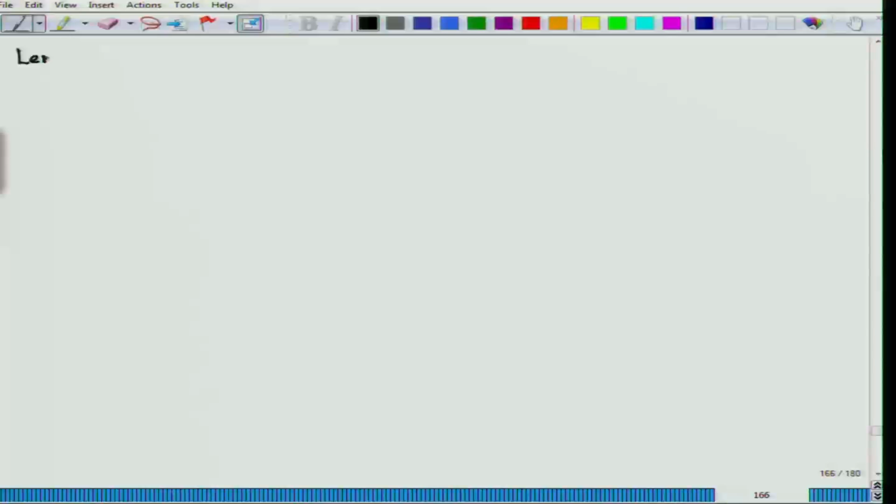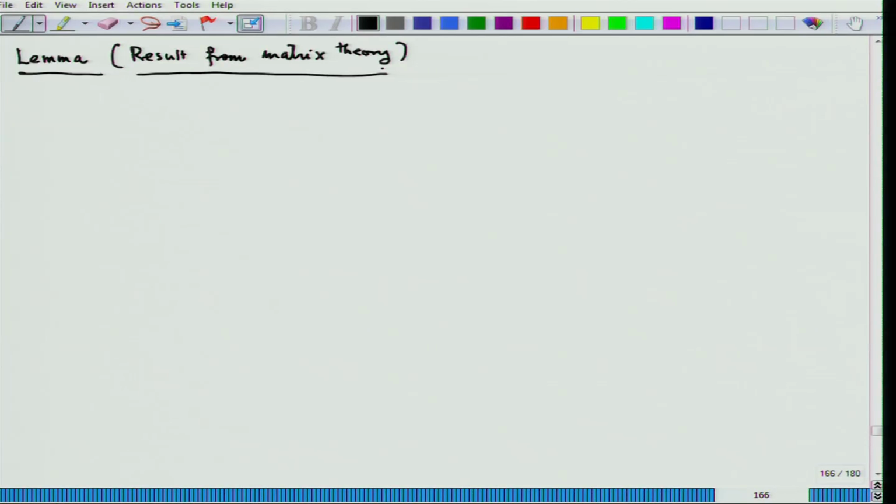This lemma is from matrix theory. I will not prove this lemma, but ask you to do it in the homework. So, what is this lemma? Let us consider B to be an m cross m matrix which is non singular, that is of rank m, which means it is invertible.